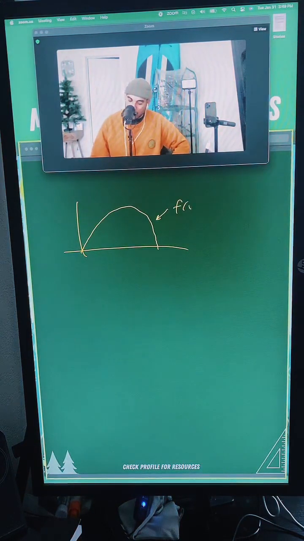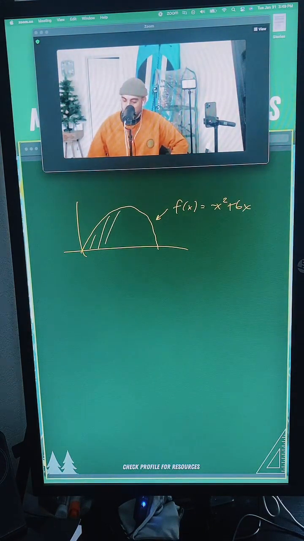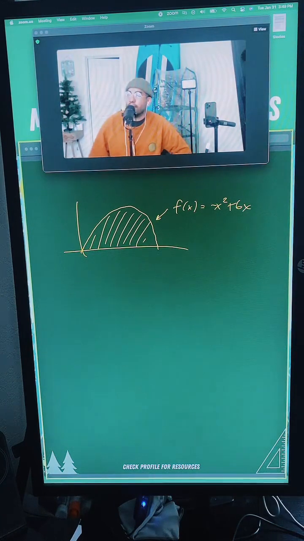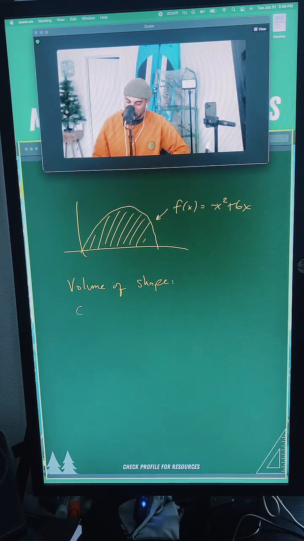So let's just make this f of x equal to negative x squared plus 6x. Okay, and don't forget that if we're going to do slicing, you really just have to remember the equations for the shapes that we're referring to. So, one of the ones that they love to give you is you're going to find the volume of this shape, and the cross sections, aka the slices, are half circles.